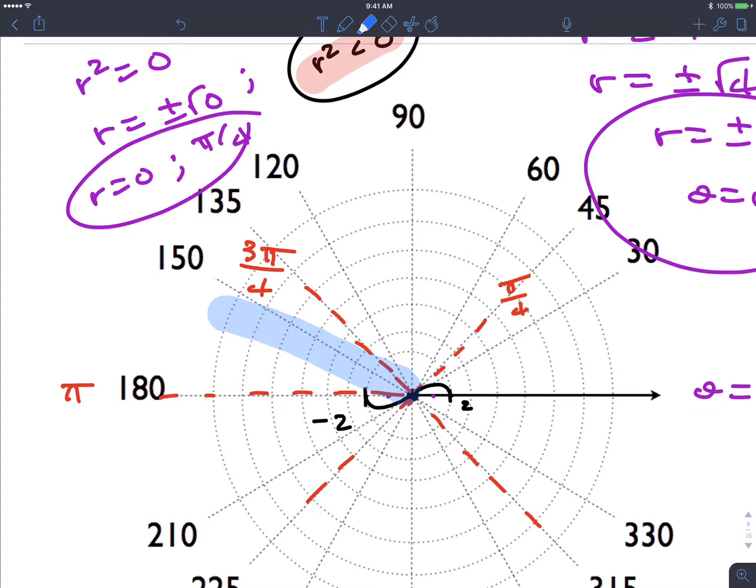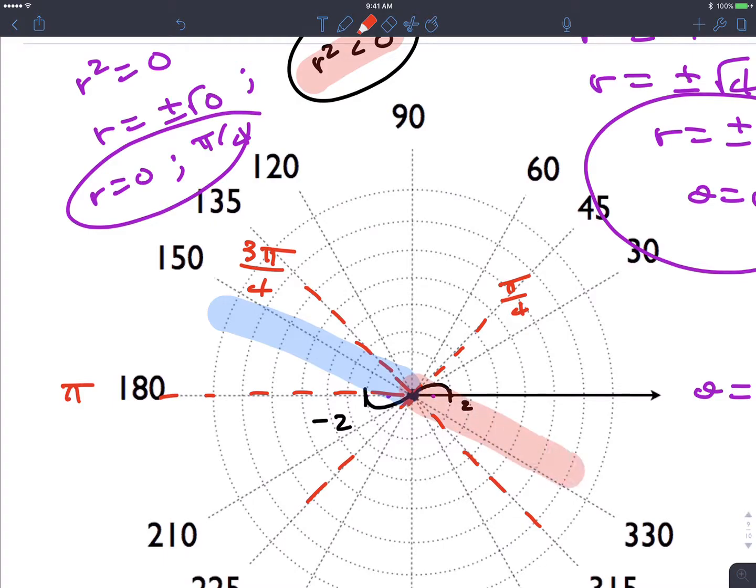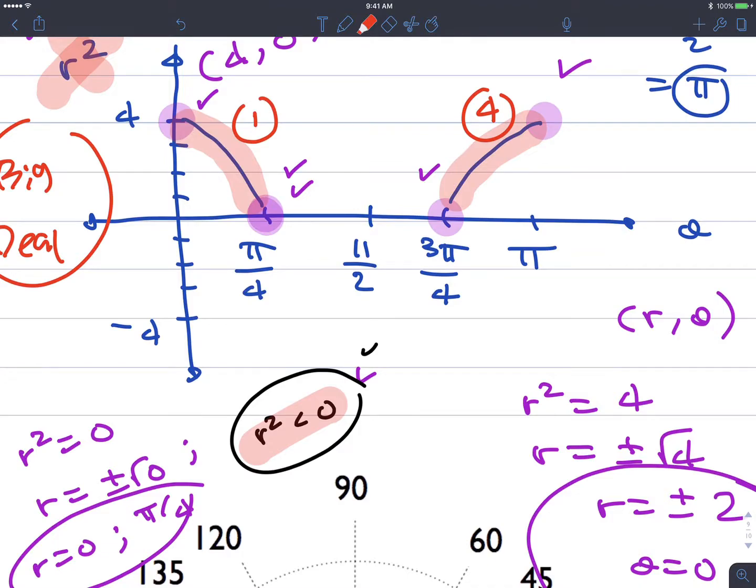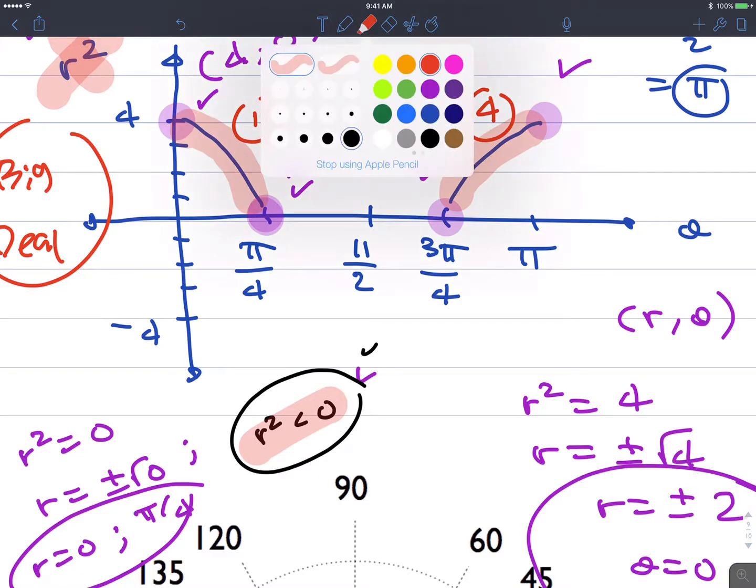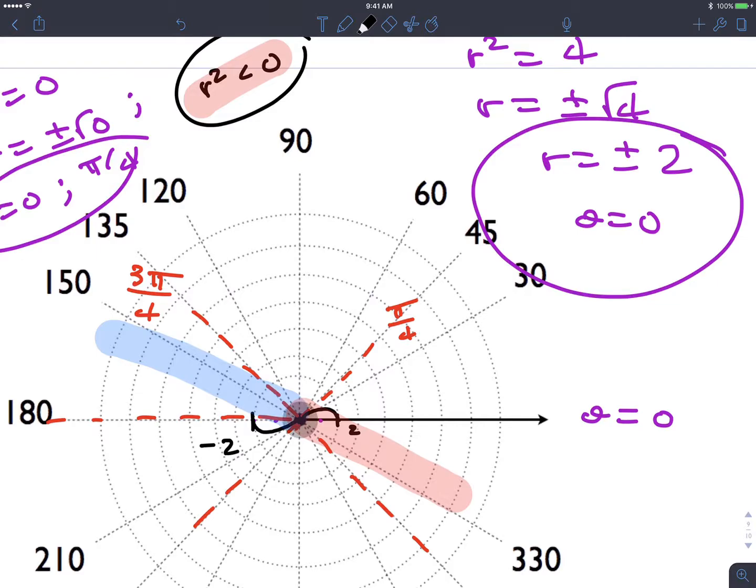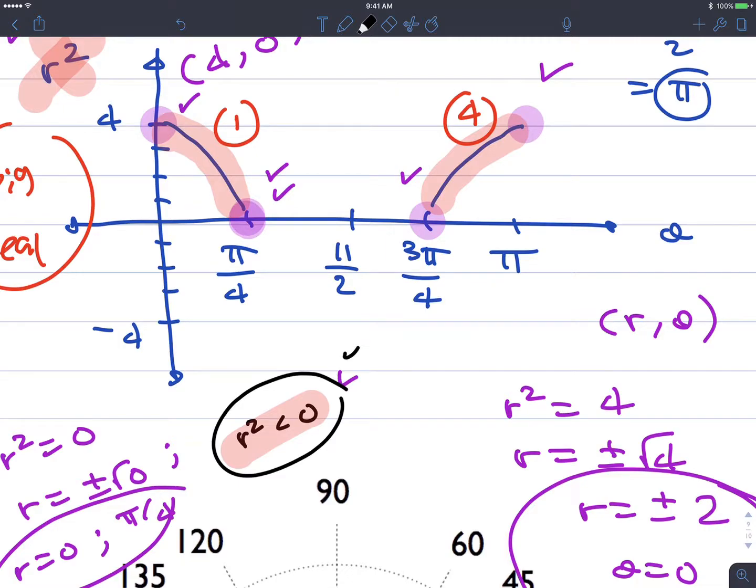Everything in blue has a positive radius, and everything in red has a what? Negative radius. You guys okay with that? All along this region now, let's see what's happening. At 3 pi over 4, our radius is actually 0. So where is that radius value? 0, so we're at the pole, just so you guys know. And going from the pole, 3 pi over 4, radius 0, we've got to go up to a radius of 4.